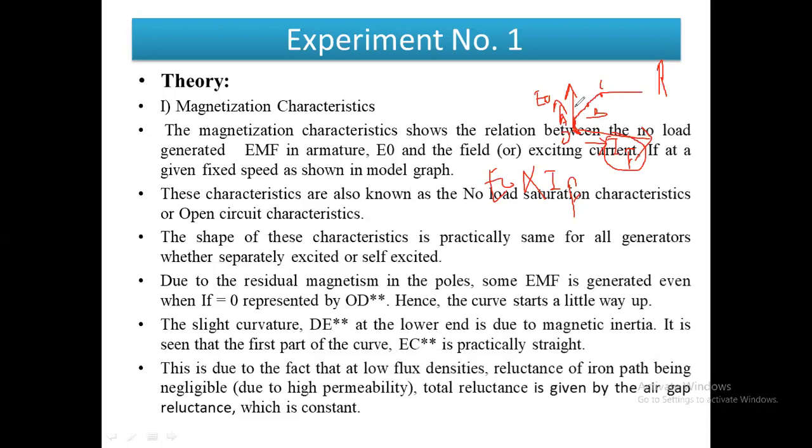Why? Because it is constant. का बरं तो constant राहील? परत मी field current increase केला तर, if we again increase the field current after point C, the induced EMF is constant. What is the reason behind it? Why is it constant?